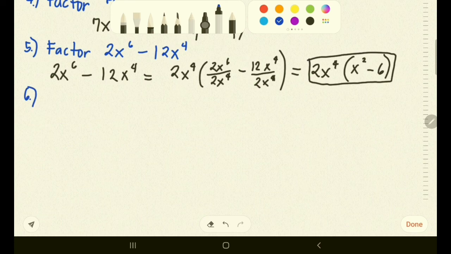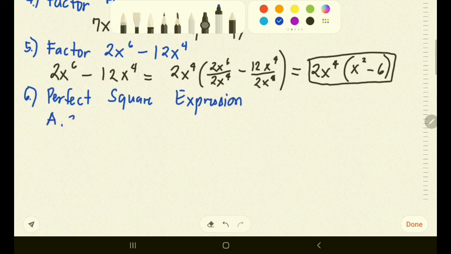You're asked here to give the perfect square expression. You have your choices.